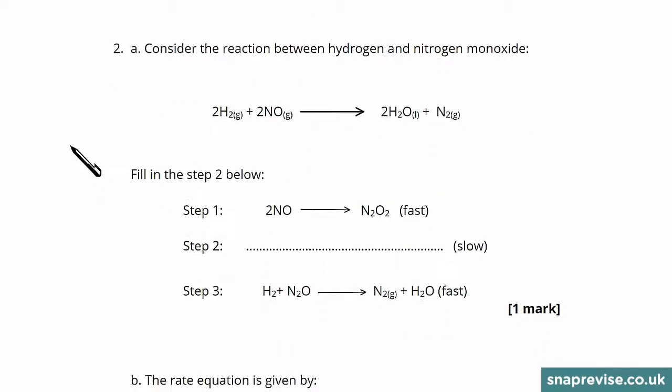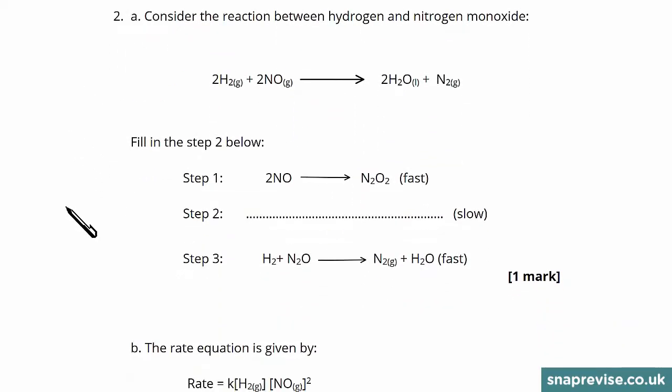Now, the second question says to consider a reaction between hydrogen and nitrogen monoxide, and then it gives us the reaction below here. It says fill in step 2 below and gives us some reaction mechanism. We can notice here that there's 2 fast steps that are given, and we're to fill in the slow step. Now, the way to do this is to make sure everything balances.